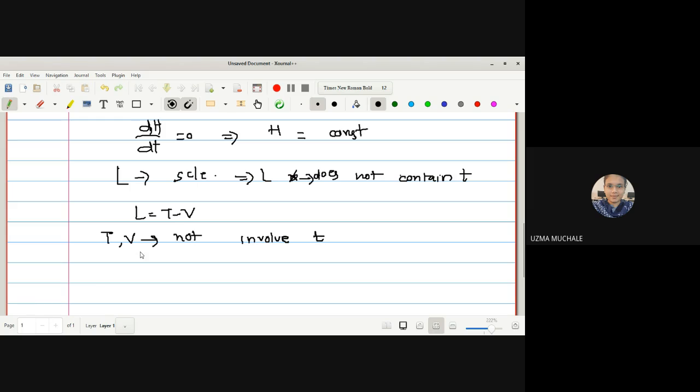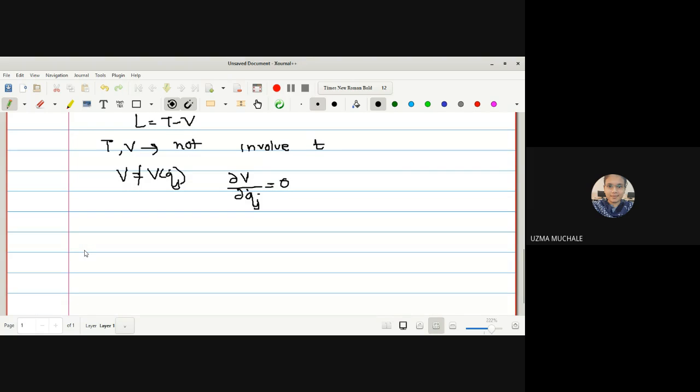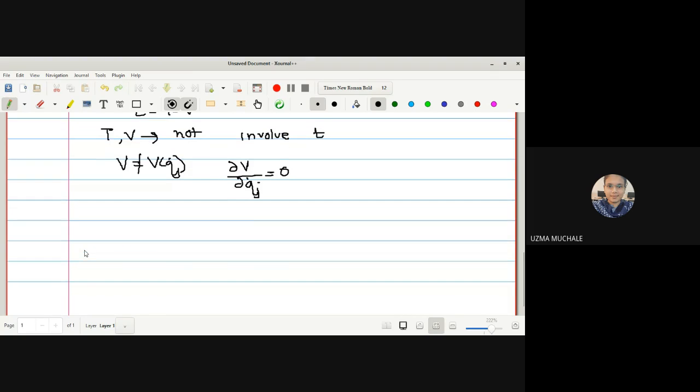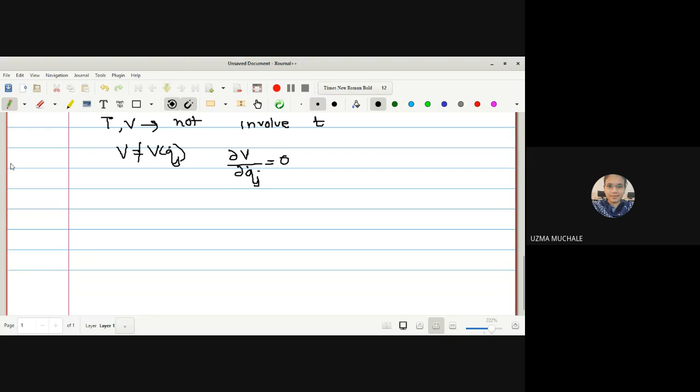But we know that the potential energy V is not a function of generalized velocity in the case of a conservative system. So dou V by dou qj dot is equal to 0. When the kinetic energy T is also not involving the time t, then the kinetic energy is a homogeneous function of generalized velocity. You will understand all these things only if you have studied the first chapter. We have studied in the first chapter itself that if potential energy is not a function of generalized velocity, its derivative equals 0.